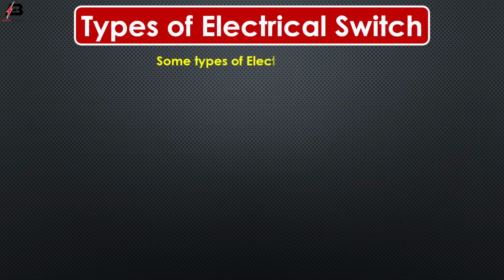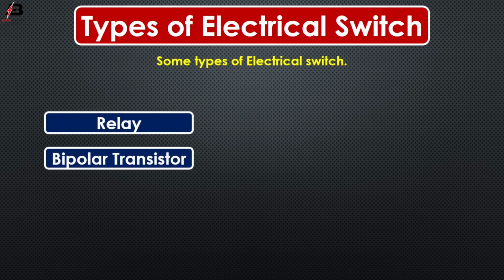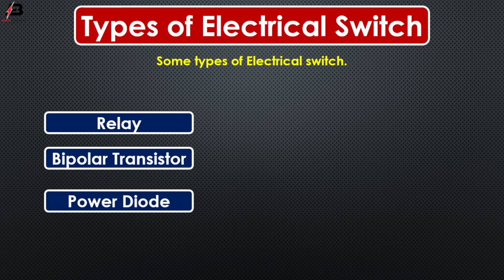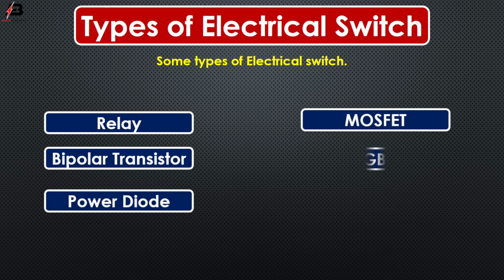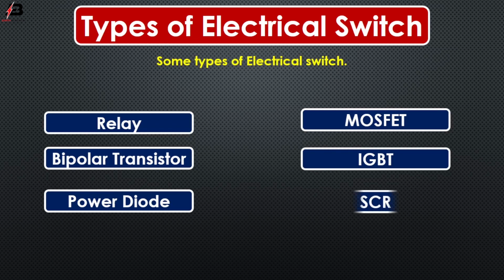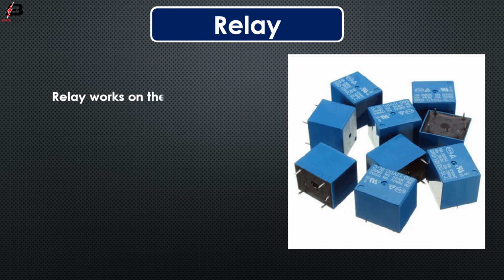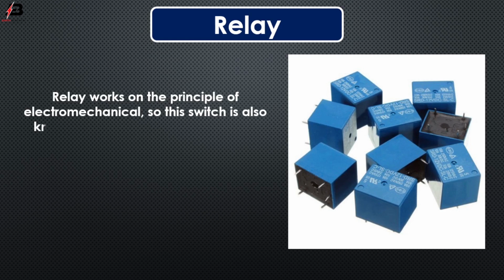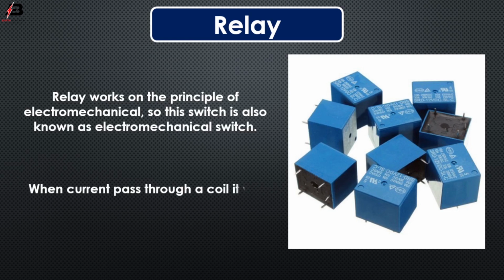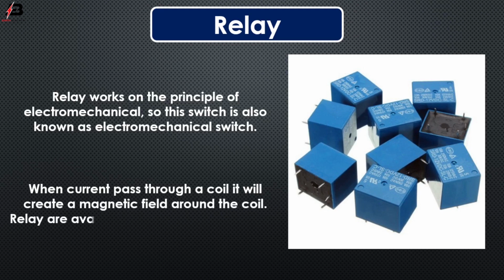Some types of electrical switches: number 1 relay, number 2 bipolar transistor, number 3 power diode, number 4 MOSFET, number 5 IGBT, number 6 SCR, and number 7 Triac. Relay works on the principle of electromechanical, so this switch is also known as an electromechanical switch. When current passes through a coil, it will create a magnetic field around the coil. Relays are available in a wide range of voltage and current.